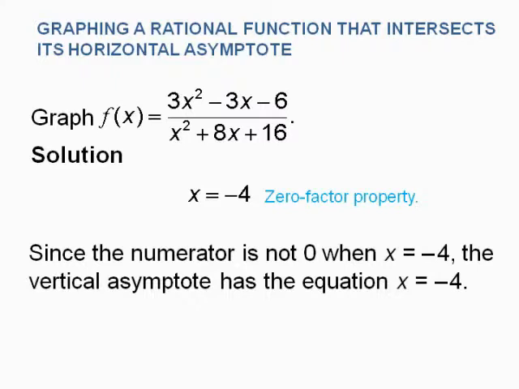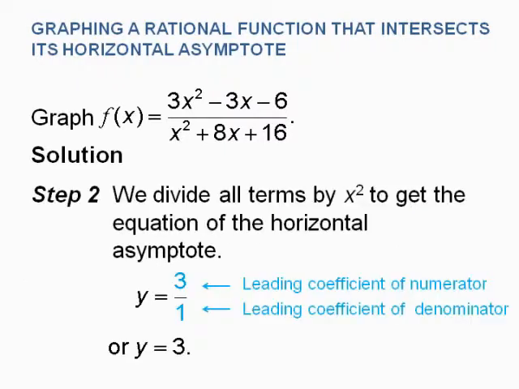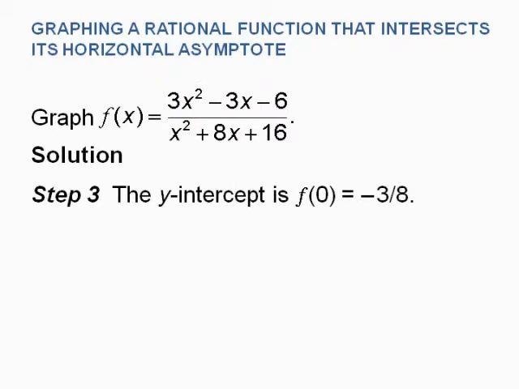Since the numerator is not 0 when x equals -4, the vertical asymptote has the equation x equals -4, because you always have to make sure of that. We divide all terms by x squared to get the equation of the horizontal asymptote. Notice here the top and bottom degrees are the same, so the coefficients in front, 3 over 1, will give us our HA, y equals 3. If you can graph some of these, you can graph any of them.